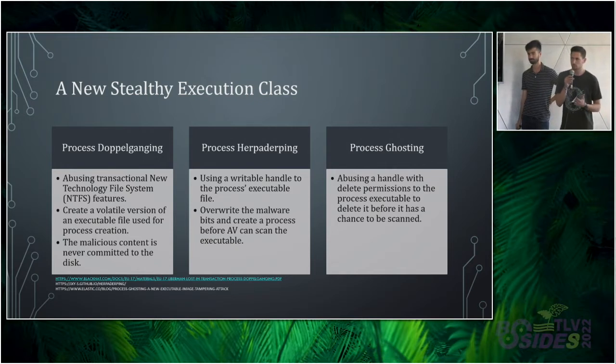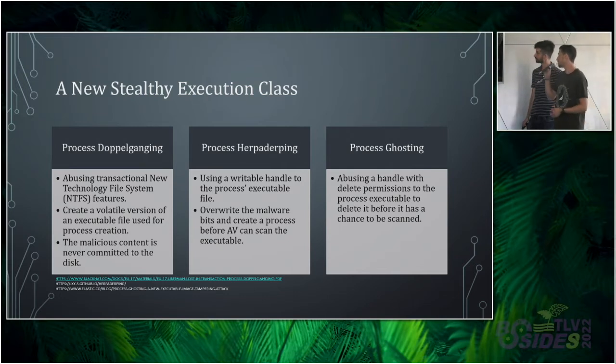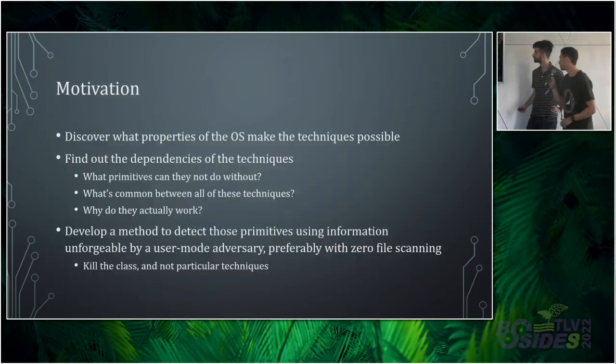Basically, like process doppelganger, they get the same execution primitive. They somehow get a writable handle to the process file, and they just overwrite it with the benign content. And again, in the same way they do it before the process execution. And again, when it starts execution, we have nothing to scan for. And the last technique we can talk about is process ghosting, which basically leverages deletable handles to the file, and they actually delete the file before the process starts execution. So when we want to scan it, there's nothing on the disk.